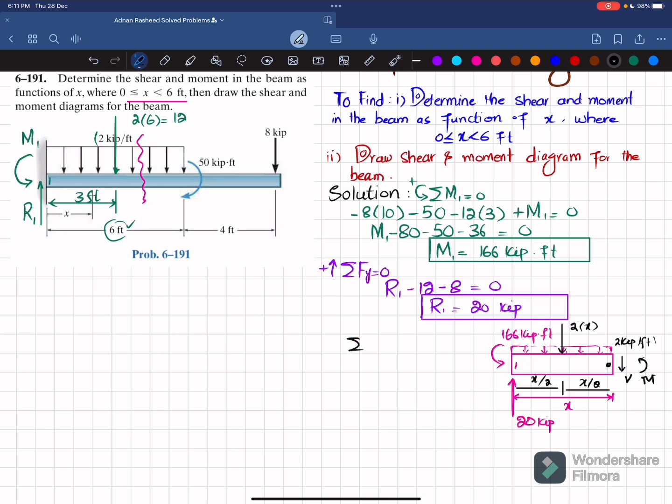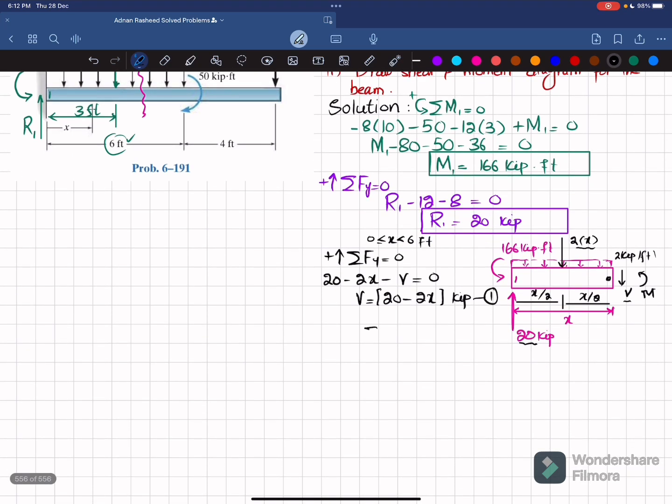The equation of equilibrium is that the sum of all forces along y direction must be equal to 0, and upward force is taken as positive. So 20 is upward, minus 2x is downward, and minus V, their sum must be equal to 0. So 20 minus 2x minus V is equal to 0. So from here we will get V equal to 20 minus 2x, and the unit will be in kips. This is your shear force. Let this be equation number 1, which is the equation of shear in terms of x, and this is for the region x greater than or equal to 0 and less than 6 feet, where we have cut the beam.